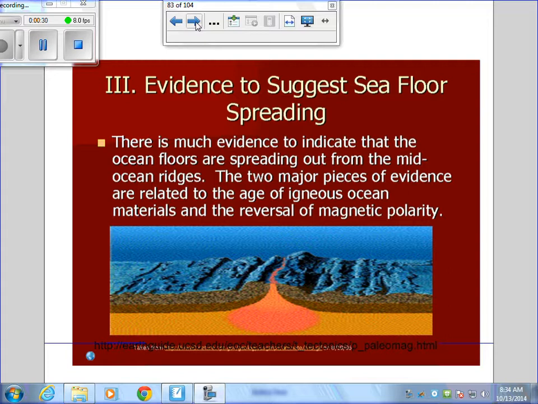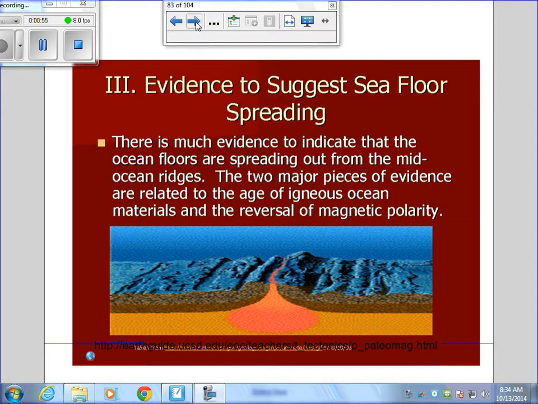Alright, so there's plenty of evidence to suggest that the ocean floors are spreading apart. The two main pieces of evidence are found at the mid-ocean ridges, which are at the bottom of the ocean. Those two main pieces, as you copied into your objective, are the age of the igneous ocean rocks on the bottom of the floor and the reversal of the magnetic polarity that is shown in those rocks.